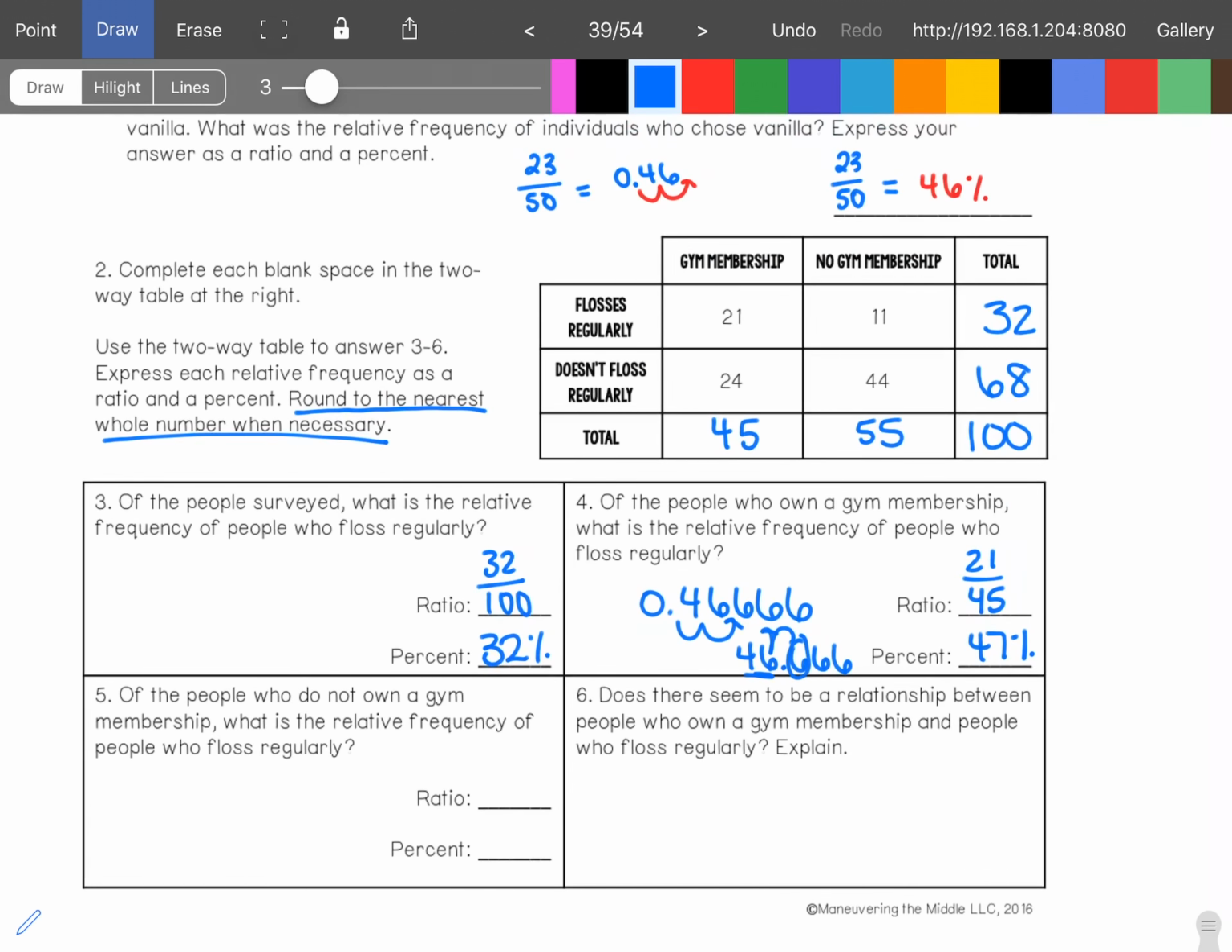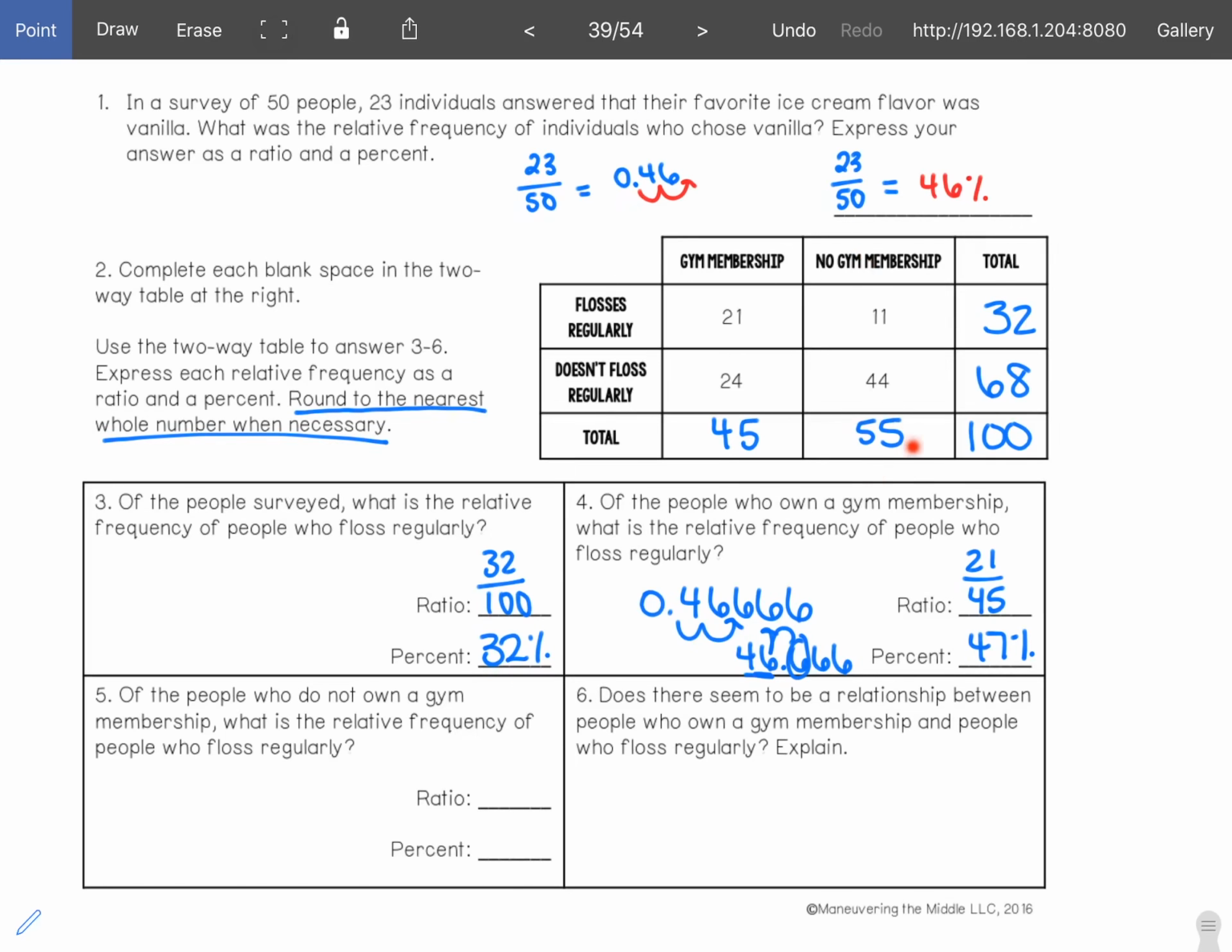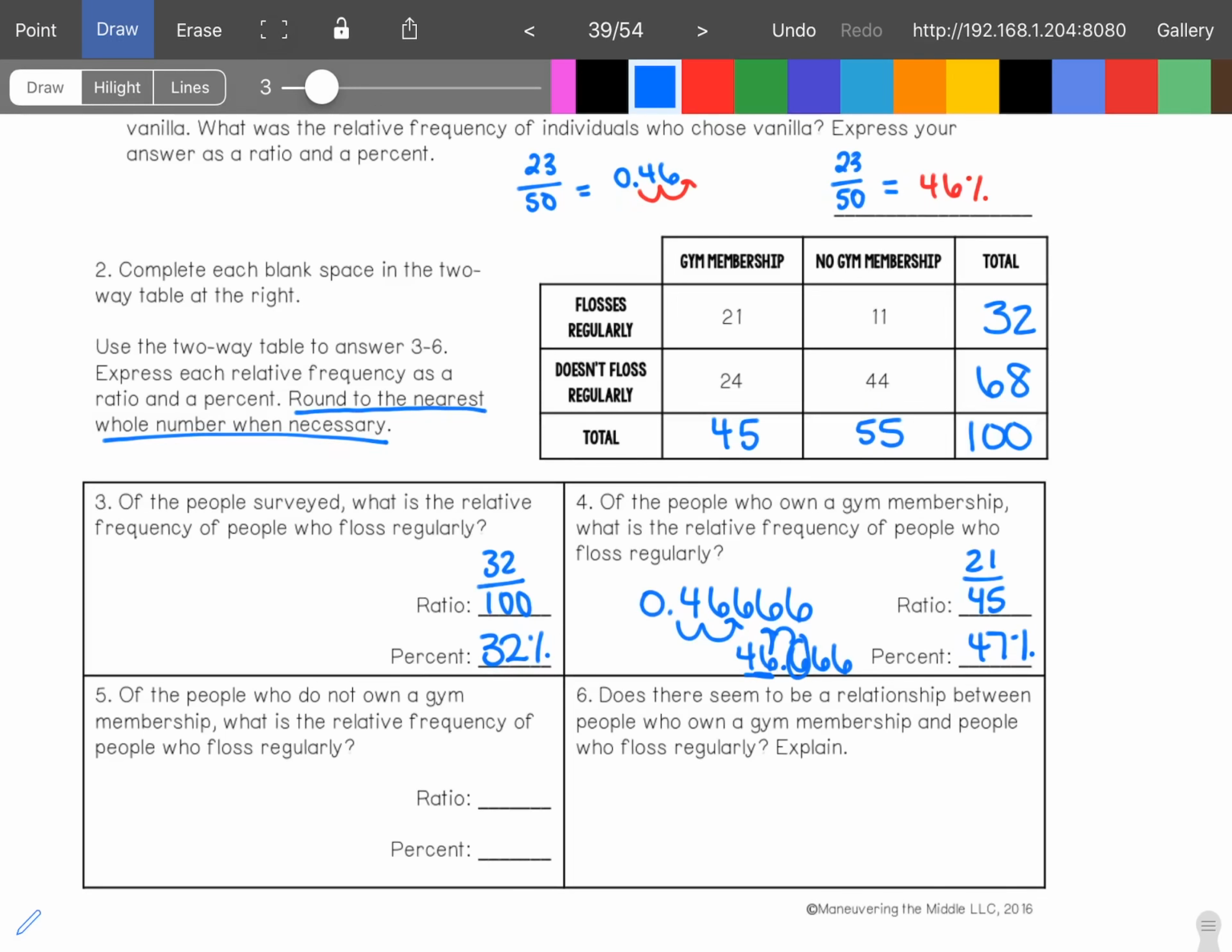Okay, number 5, of the people who do not own a gym membership. So no gym membership, that's 55. What is the relative frequency of people who floss regularly? So out of these 55 people, 11 floss regularly. So it's 11 out of 55. Then divide that. 11 divided by 55 comes out to 0.2. Move the decimal to the right. What would that be as a percentage? 20%, because we have to fill in with a 0 there.